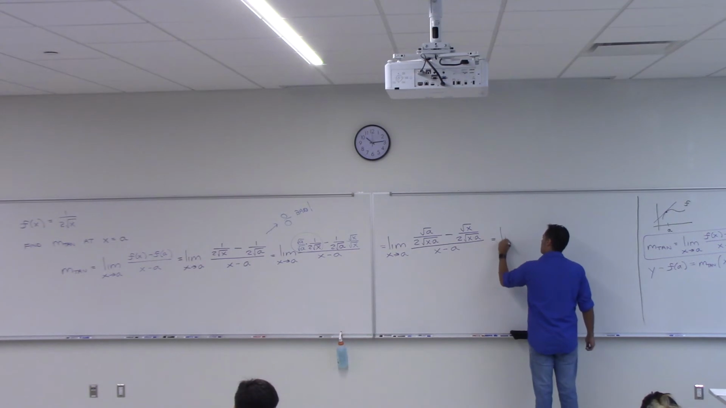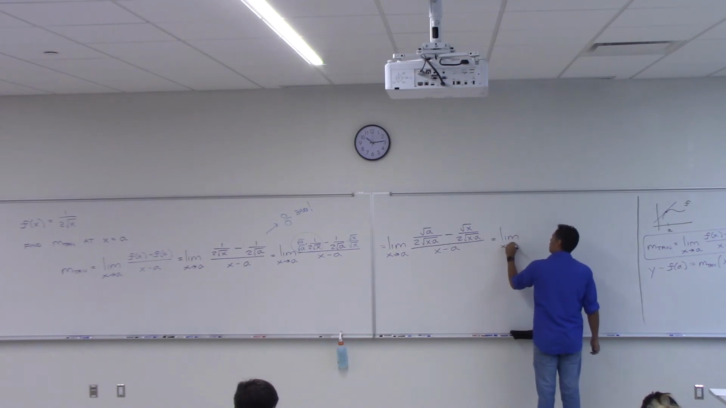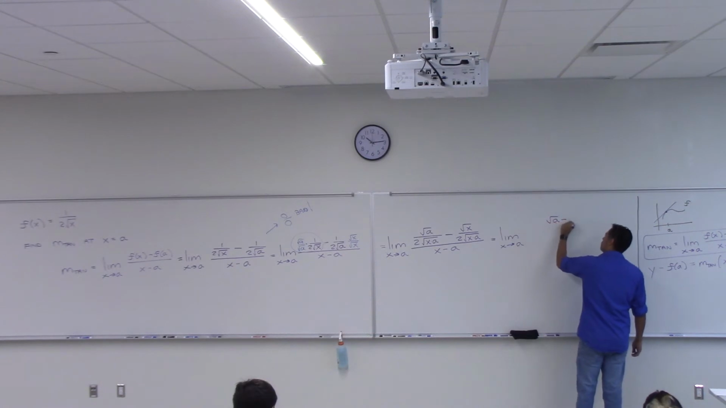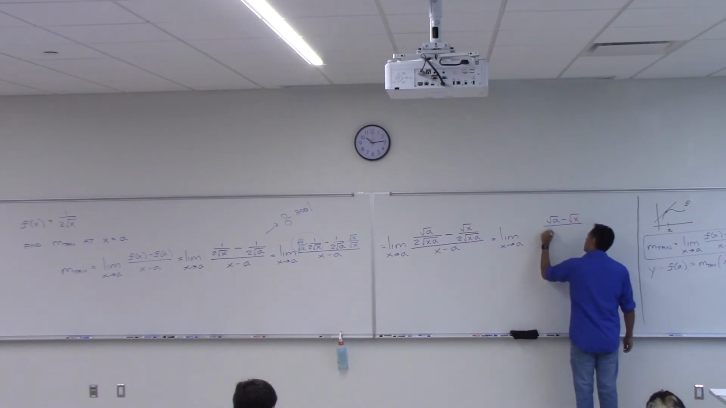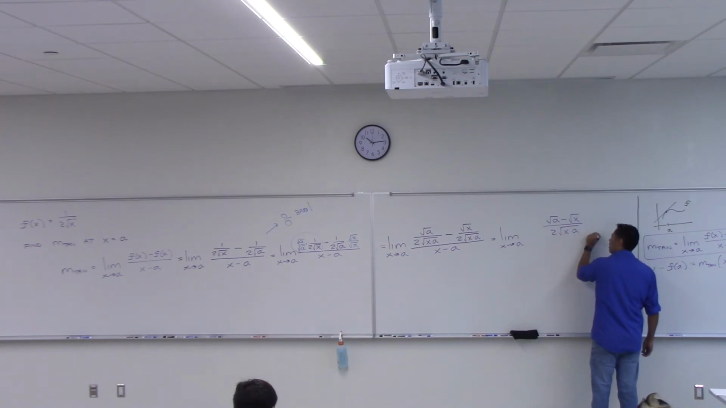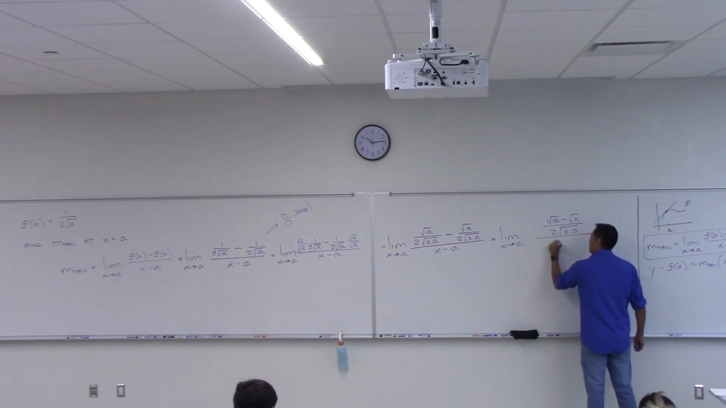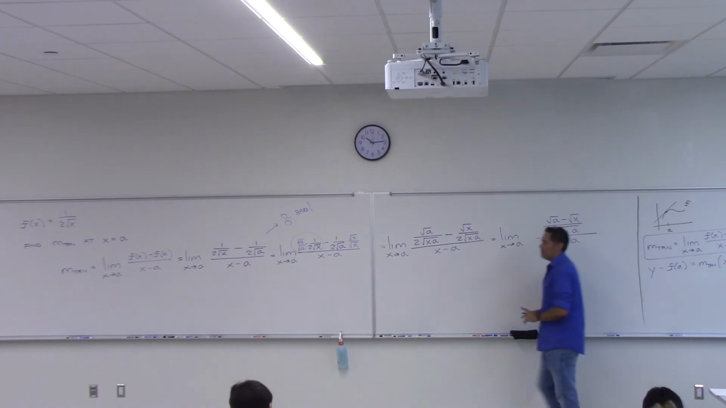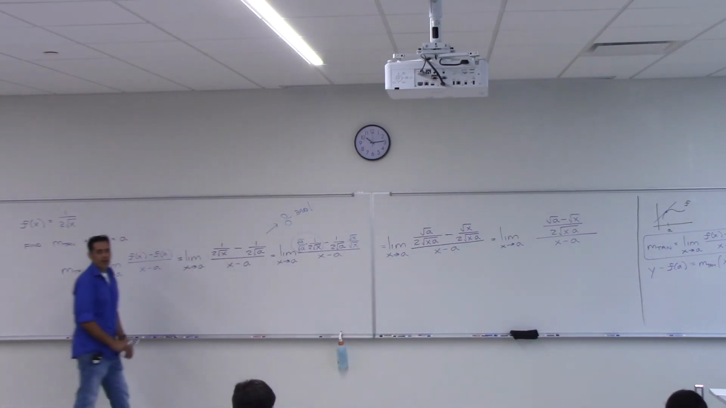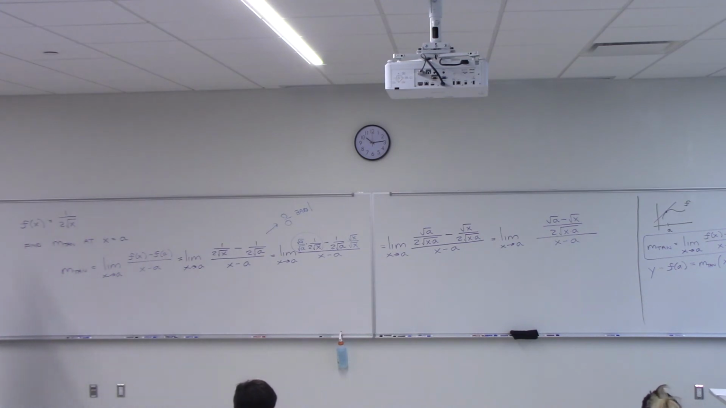Keep going here. Limit x approaches a. Okay, it's going to be root a minus root x over the common denominator, 2 root x times a, and then all of that divided by x minus a. All right, any questions up to that point? Where do you think I'm headed now?